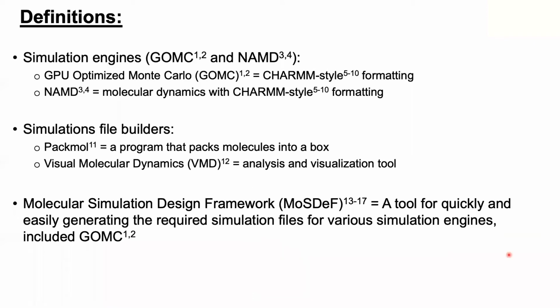So first, we're going to go over some definitions. The simulation engines that we're going to talk about are GOMC and NAMD. GOMC, more specifically, we'll mention NAMD just briefly. GOMC is the GPU optimized Monte Carlo code, and it has a CHARMM style formatting. And NAMD is a molecular dynamics code, and it also has a CHARMM style formatting. What we mean by CHARMM style formatting is just that the way the files are formatted is similar to the CHARMM program style of files.